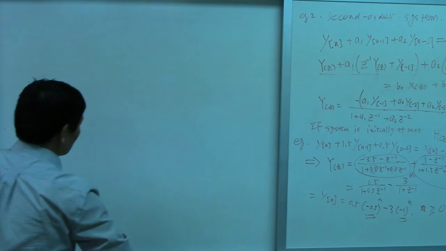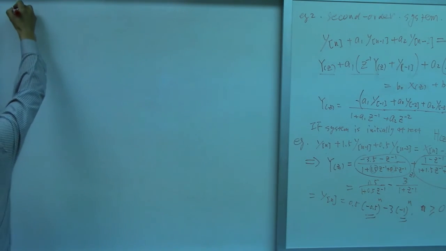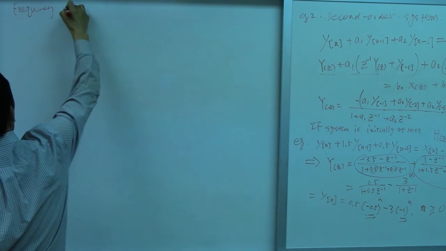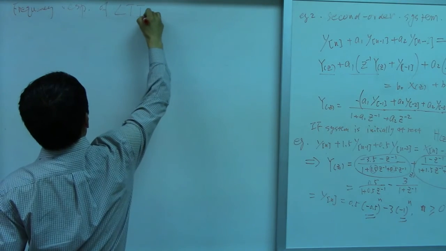So this 10 here is the frequency response. That means if you give it the input, then the output equals the frequency response times the input. Right? You should know this before, but now for this class, we discuss LTI systems. Frequency response of a linear time invariant system.